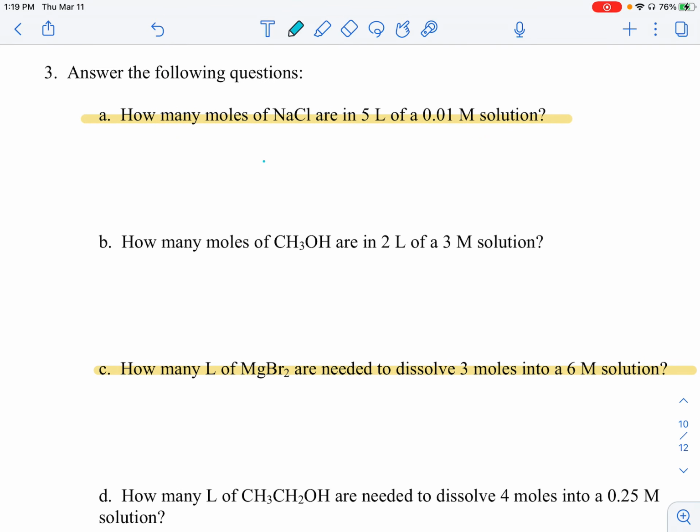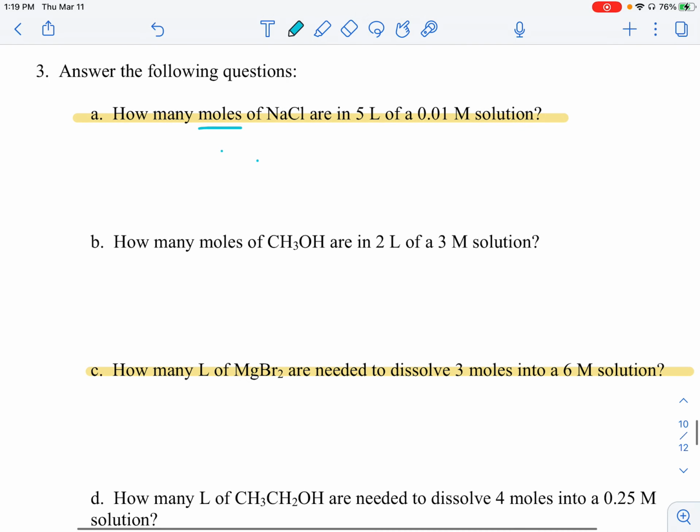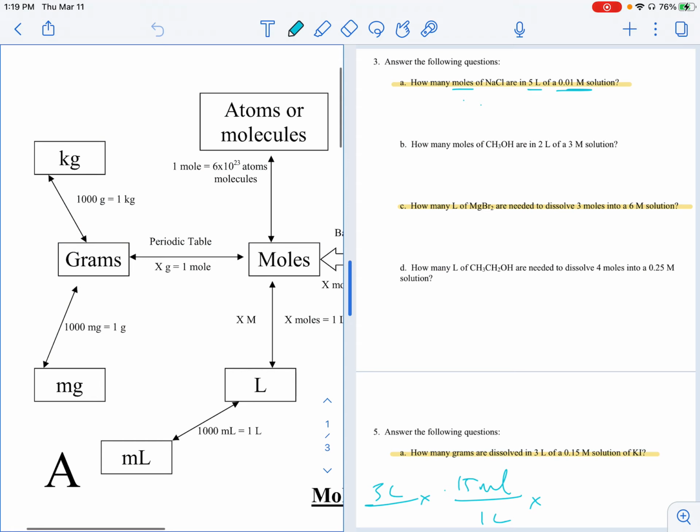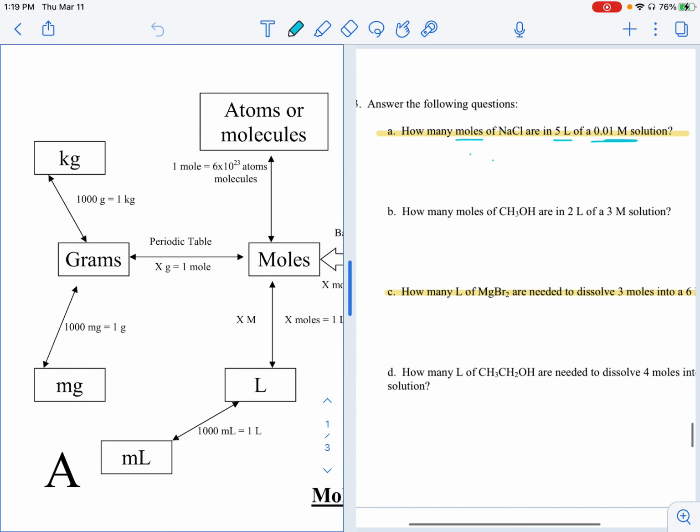This first question says, how many moles of NaCl are in 5 liters of a 0.01 molar solution? You may or may not have been introduced to the mole map by now. I will be using the mole map because I think it gives a very good visual representation of what we're looking at.